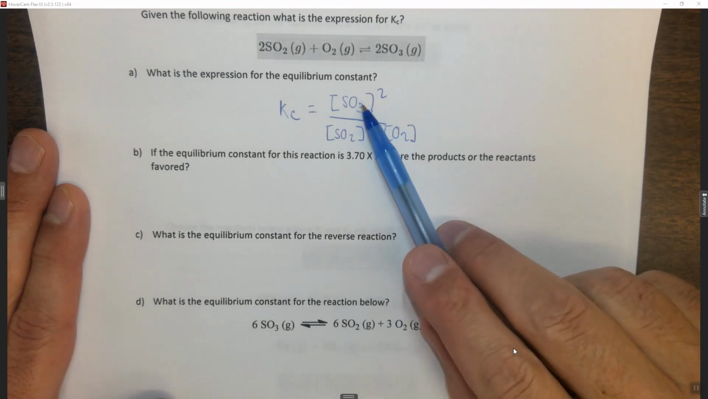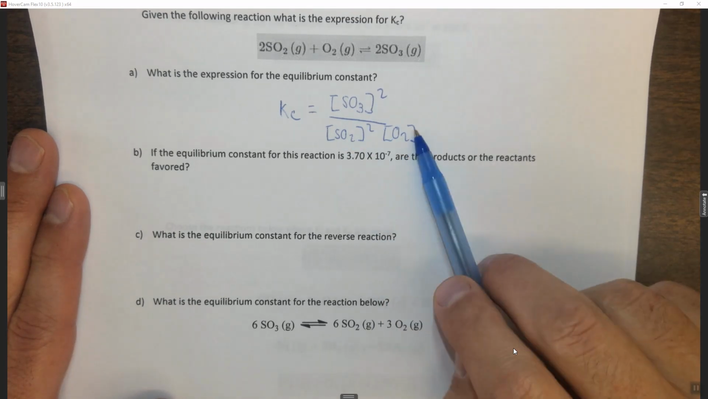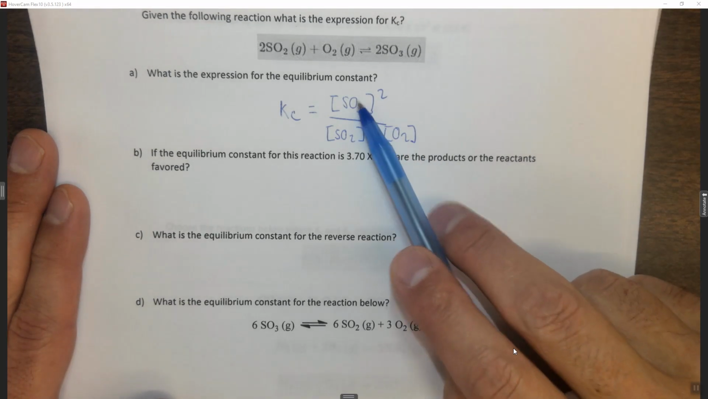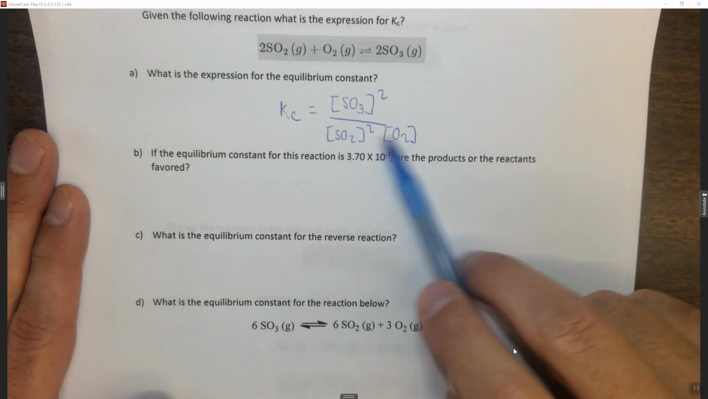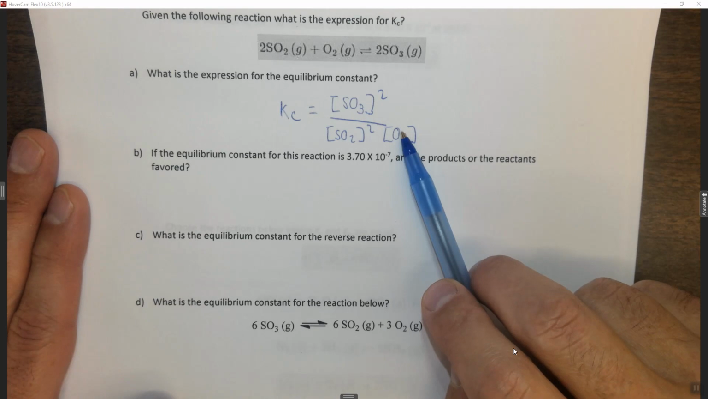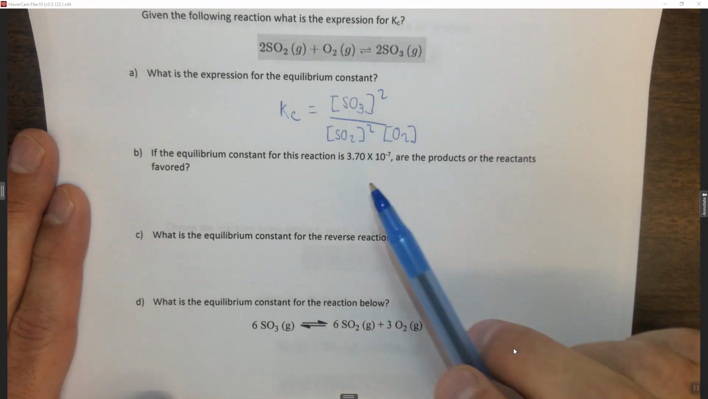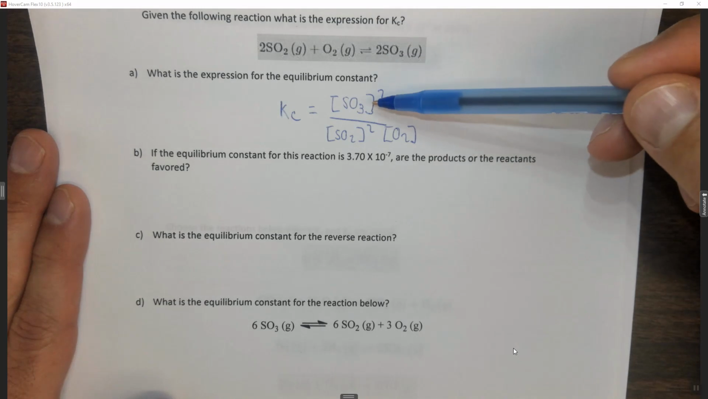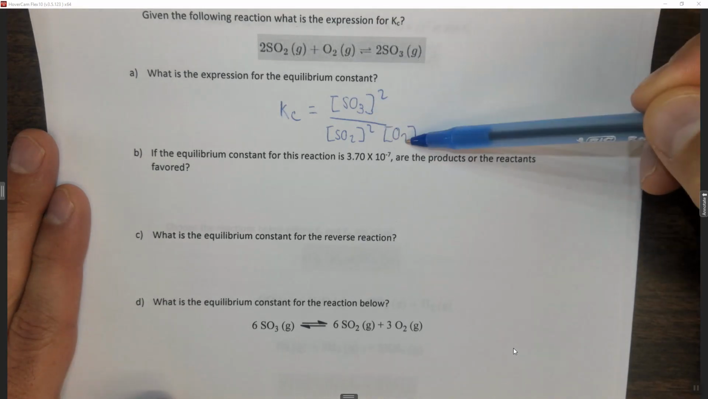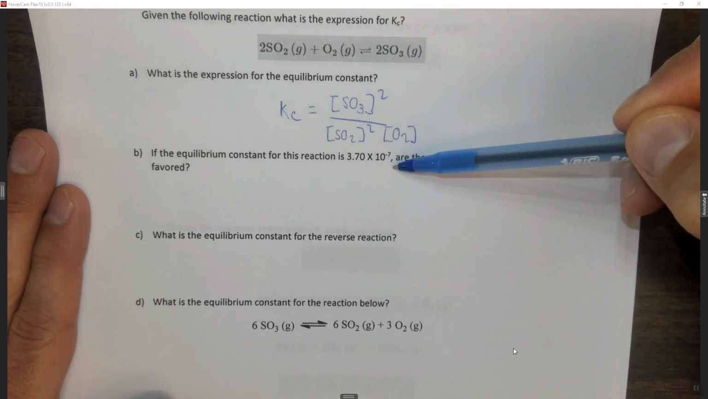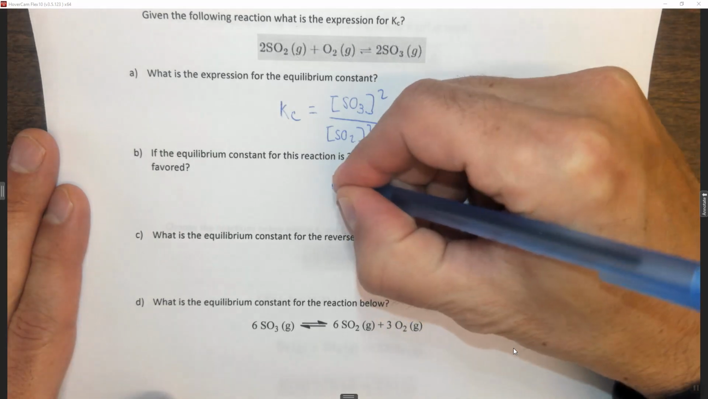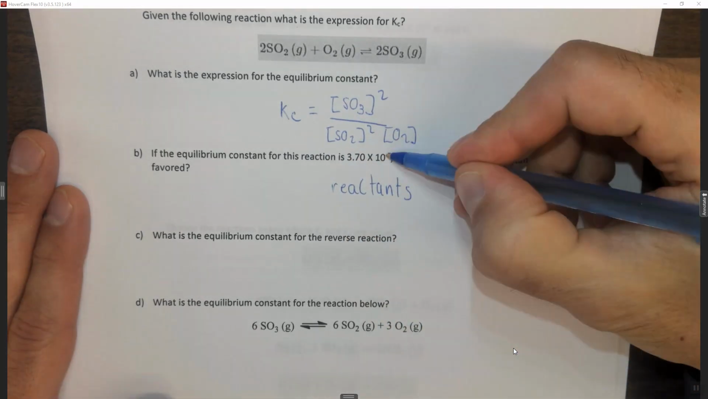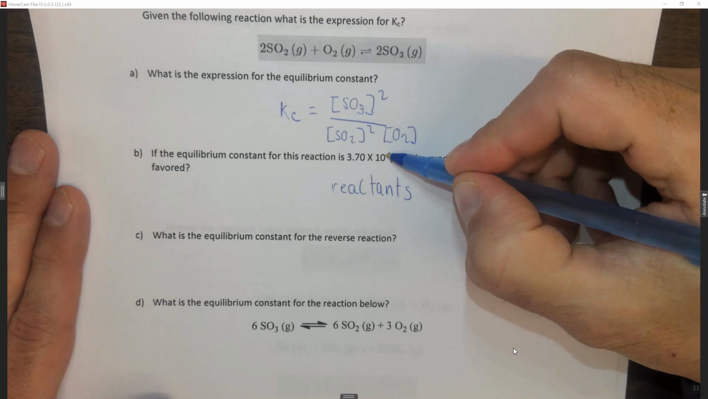To get a small number, we need a small number up here and a big number down here. To get a big number, a number greater than 1, you need a big number up here and relatively small numbers down here. Then the products would be favored. But in this case, the reactants are favored because this is a small number. That means we have a small number up here and a relatively big number down here, and that gives us a number less than 1. So in this case, the reactants are what is favored because this is less than 1.